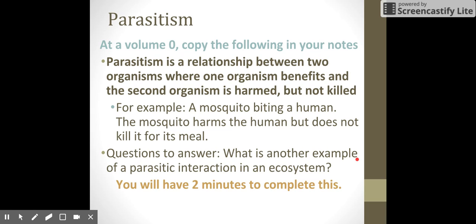But it does use us for that meal. So the mosquito benefits by getting a meal from us, and we do have some measure of harm done to us. There are more extreme examples of parasitism. One of the big examples is a tapeworm, causing us to lose nutrients in our intestines by the tapeworm taking some from us. But I want you to be thinking about some other parasitic interactions that happen in the ecosystem as well.